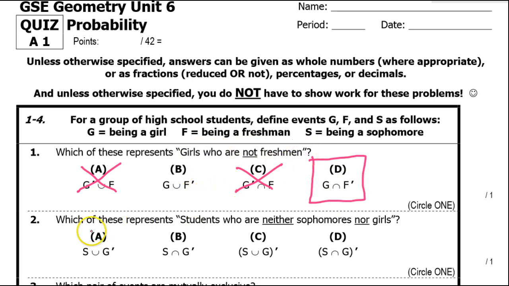Okay? Moving on to number 2. Which of these represents students who are neither... You know what? Go back to number 1 for a second, because when I gave this quiz, a lot of people did pick B. So just understand, here's how it would have been worded if the answer was B. It would have said students who are either girls or freshmen. It really would have had the word or right in it. Students who are either a girl or not a freshman. I should have said not.